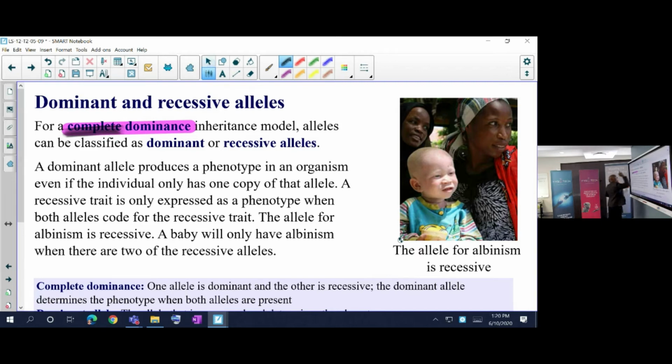Complete dominance. We'll look at co-dominance. We'll look at incomplete dominance. But for us to understand the two terms, dominant and recessive, let's start with complete dominance. If we master it, it would help us now to understand co-dominance or incomplete dominance. Are we together, grade 12s? So what is the situation when the allele is dominant? Who can tell me?